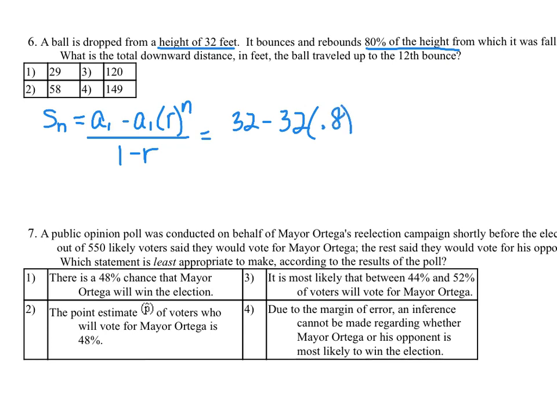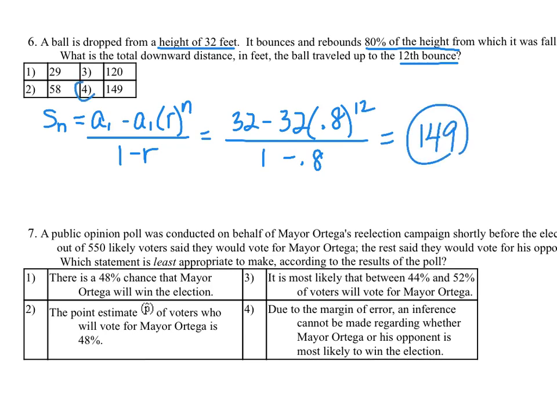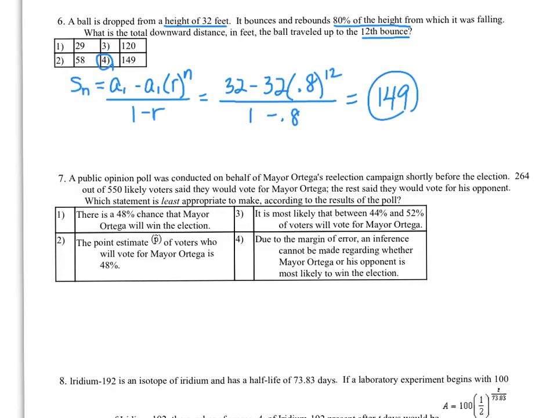N, it wants to know what is the total downward distance the ball traveled up to the 12th bounce, so that n would be 12. And down here, 1 minus 0.8. All right, well, the rest is history here, guys. Go ahead, take your calculator. You do alpha y equals, throw that all in, and you are going to get 149. So then your answer is choice 4.